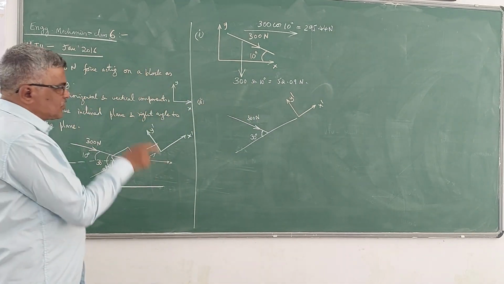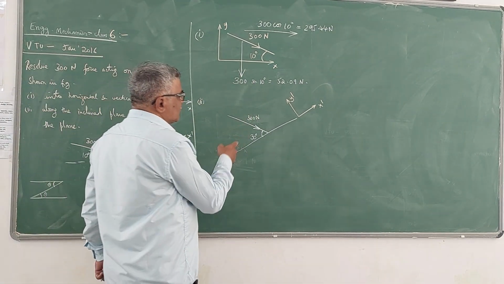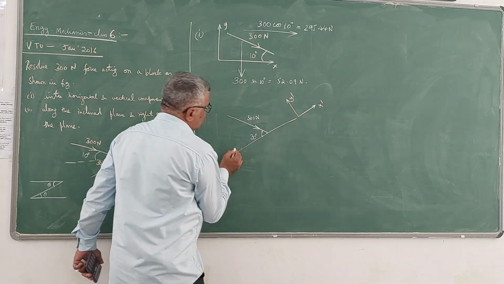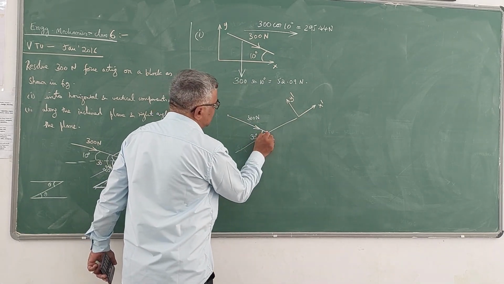Now if you resolve this 300 Newton along these two, so please note that this is the tail, this is the tip.